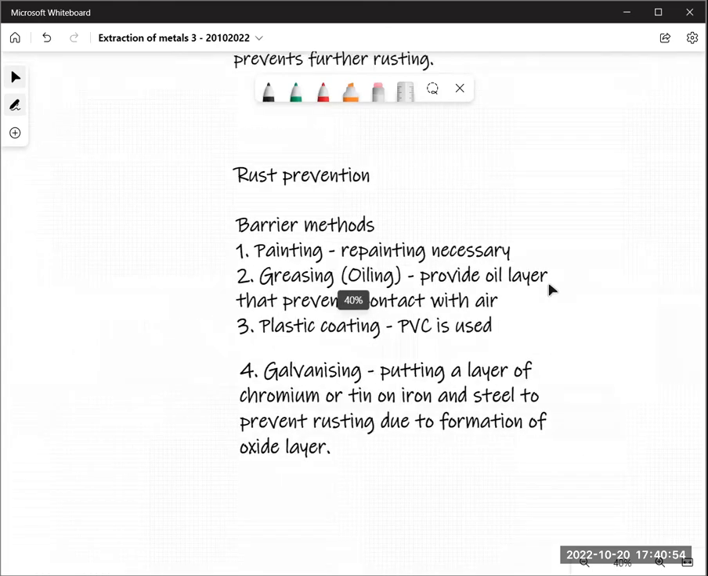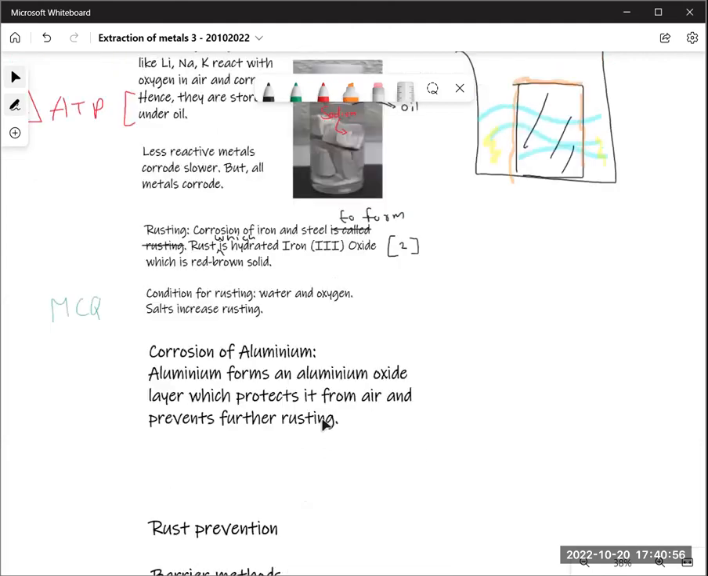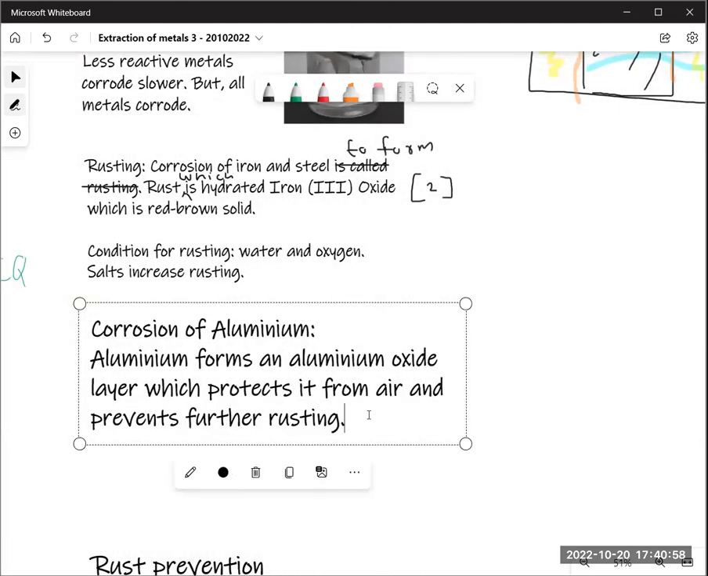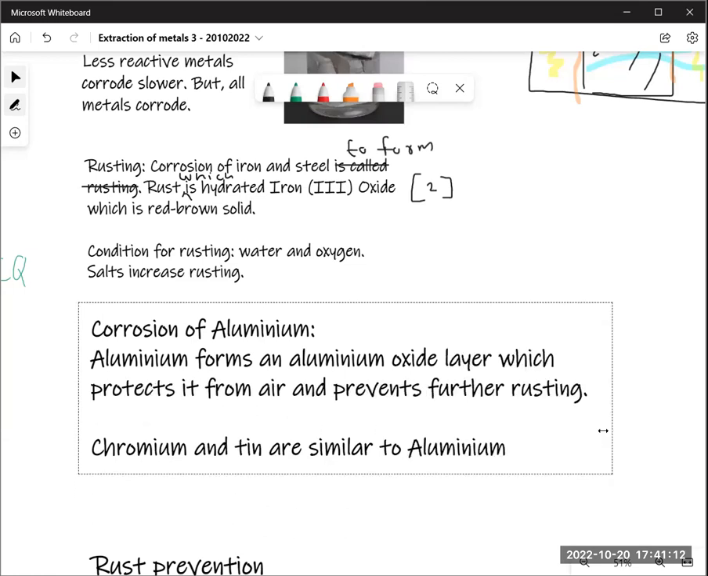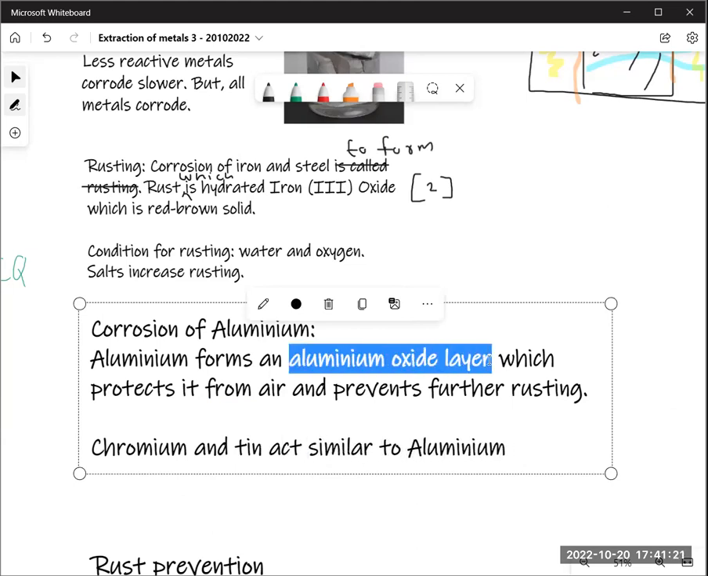Now, just a second, before you write any of this, please add one more thing: corrosion of aluminium, right? Chromium and tin are similar to aluminium, in the sense that they all form an oxide layer, which protects it from air and prevents further rusting.